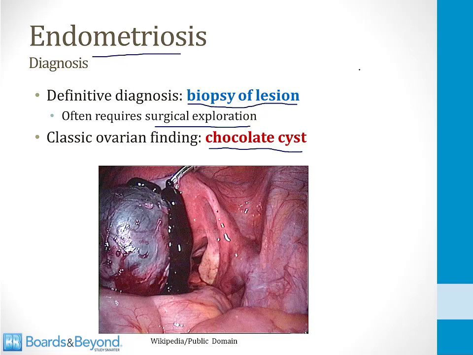The reason these cysts are chocolate colored is because the bleeding creates blood in the cyst, which looks chocolate in color. And this is a picture of a chocolate cyst that has ruptured here. If you Google a chocolate cyst, you'll see many examples of large ovarian cysts caused by endometriosis involving the ovary.